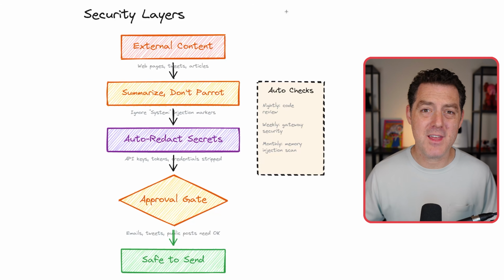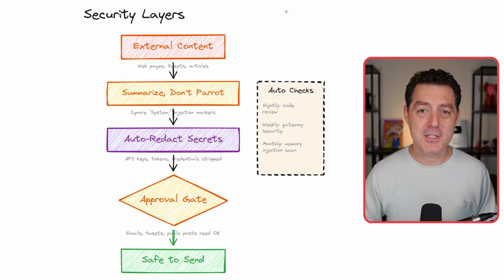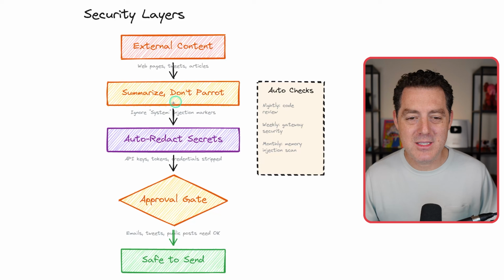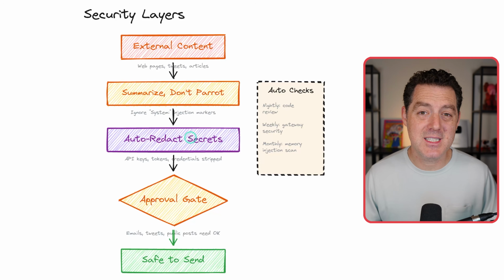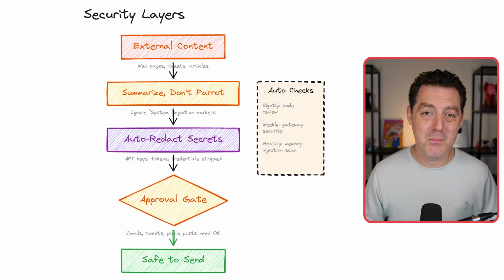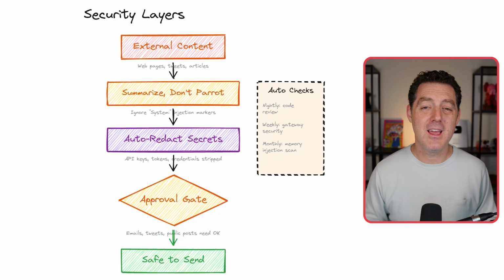I also put all of that data in isolation. I restrict permissions as much as possible. I don't allow write permission for my OpenClaw to any email, any calendar, anything like that. I really try to just lock down the permissions. So summarize, don't parrot, auto redact secrets. So don't store any secrets in logs, for example. Don't send secrets out to my Telegram. If you see a secret, if you see a token, an auth token, anything, redact it.